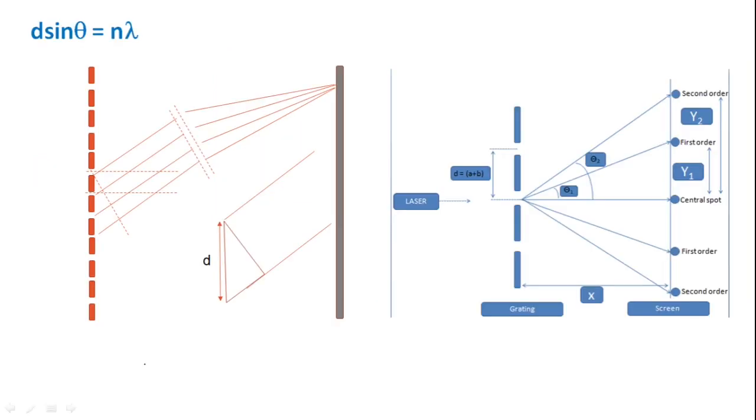Here we have a useful equation: d sin theta = n lambda, where theta is the angle of diffraction, n is the order of diffraction, lambda is the wavelength of light used, and d is the spacing between adjacent slits, sometimes called the grating constant or grating period.